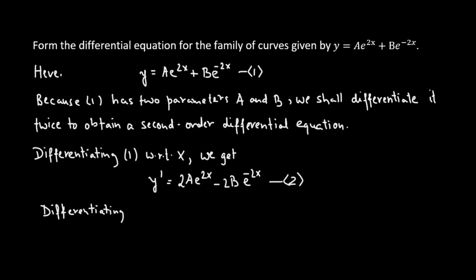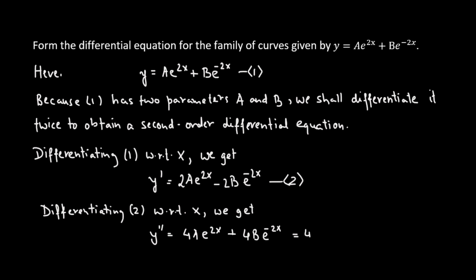Differentiating 2 with respect to x, we get y double prime equals 4a times e raised to the power of 2x plus 4b times e raised to the power of negative 2x, and this will be equal to 4y, where we have replaced the factor a times e raised to the power of 2x plus b times e raised to the power of negative 2x with y taken from equation number 1. We can rearrange this to finally obtain y double prime minus 4y equals 0, and this is going to be the required differential equation.